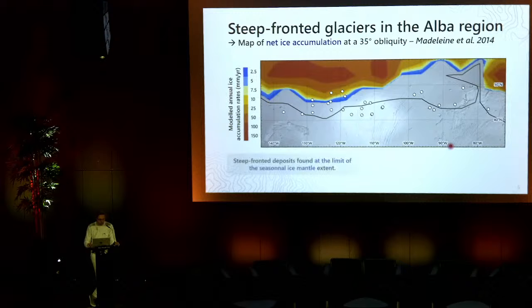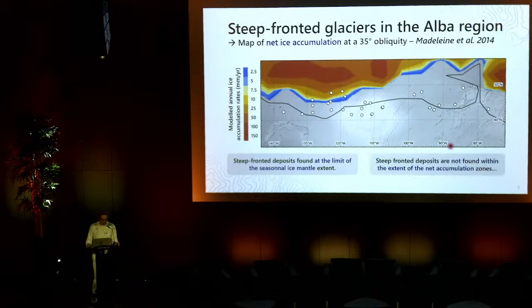2014. And what you can see is that the steep front deposits are found at the limit of the extent of the seasonal ice mantle, which is the gray line. That is the extent of the ice that deposits and later sublimates within the same Martian year. But also that these steep front deposits are not found within the extent of the net accumulation zone, except these few ones.